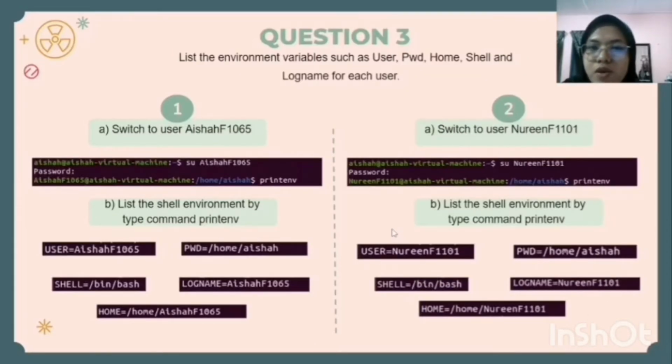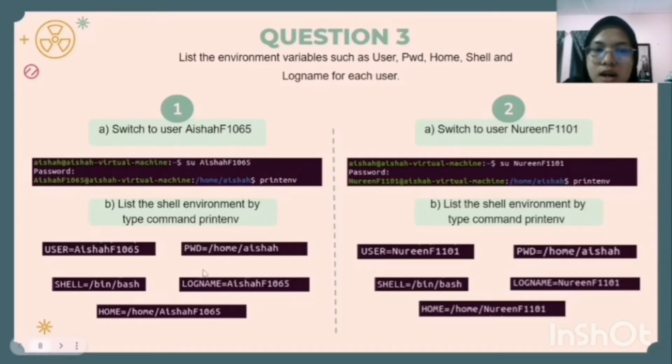Okay, next, question 3: list the environment variables such as user, pwd, home, shell and logname for each user. For the first switch is user AISHAH F1065. The command is su AISHAH F1065, then enter, insert the password AISHAH, then enter, just write the command printenv.